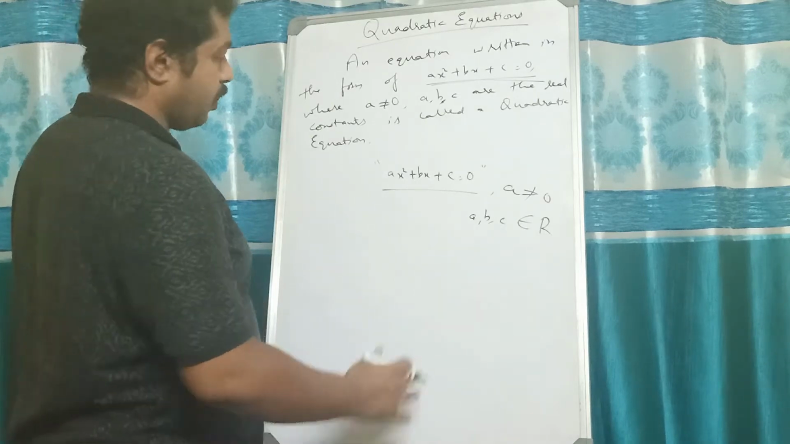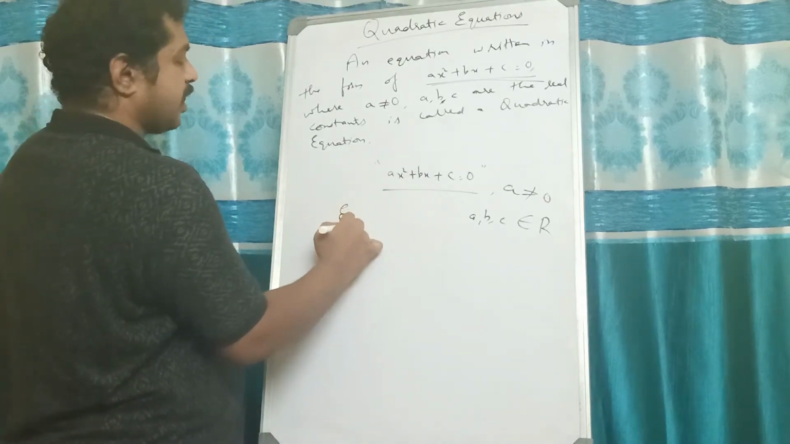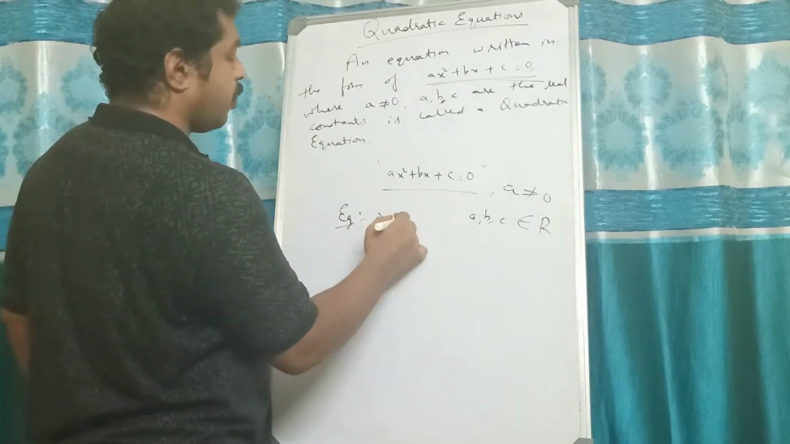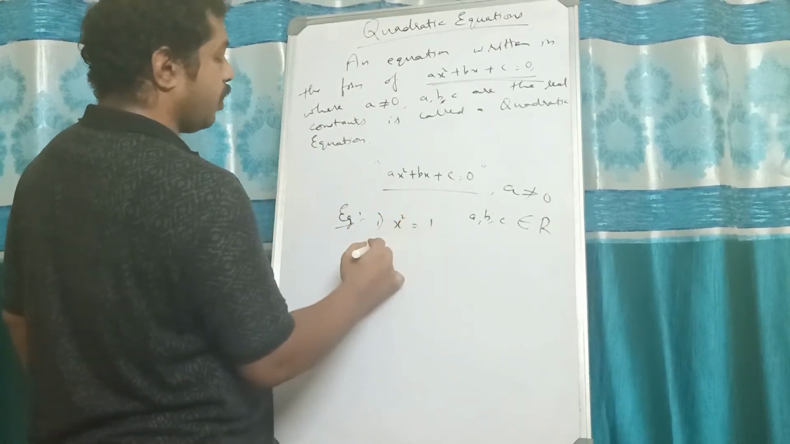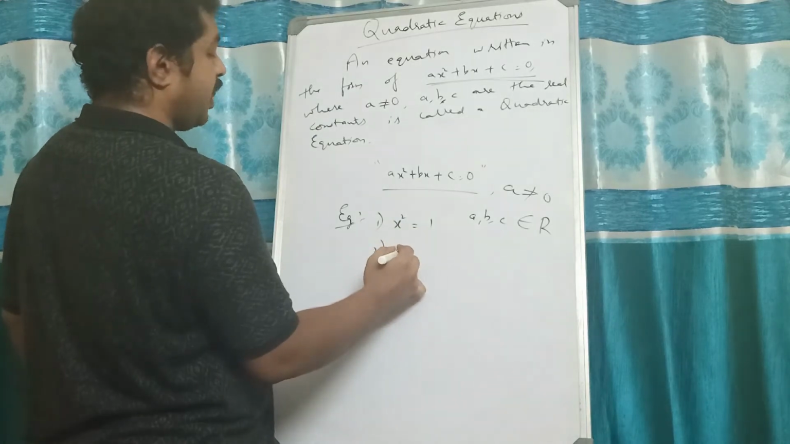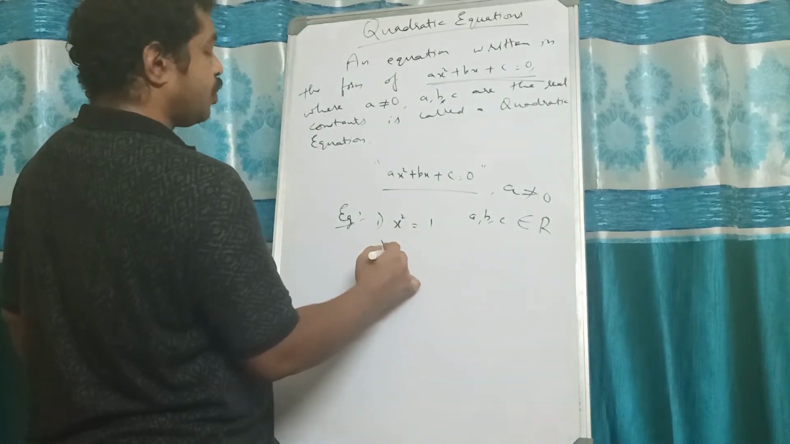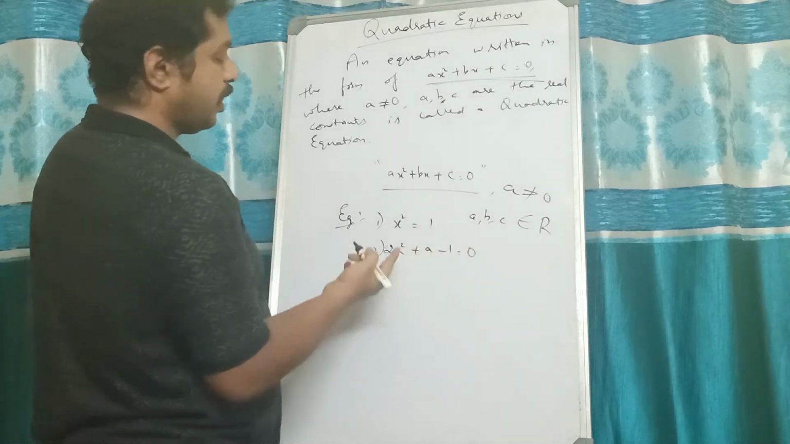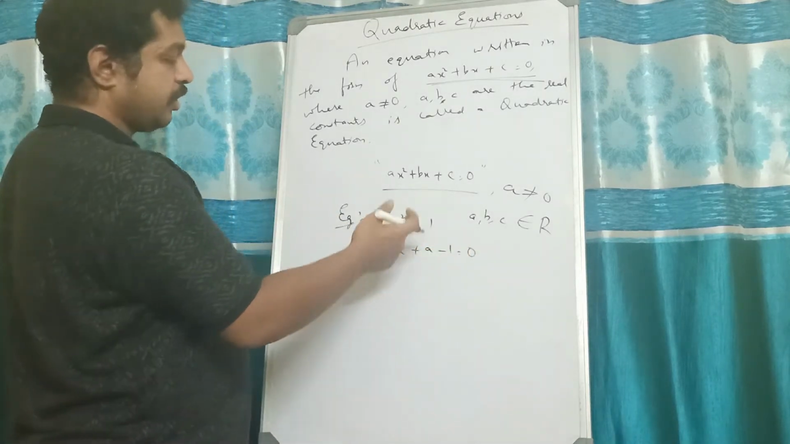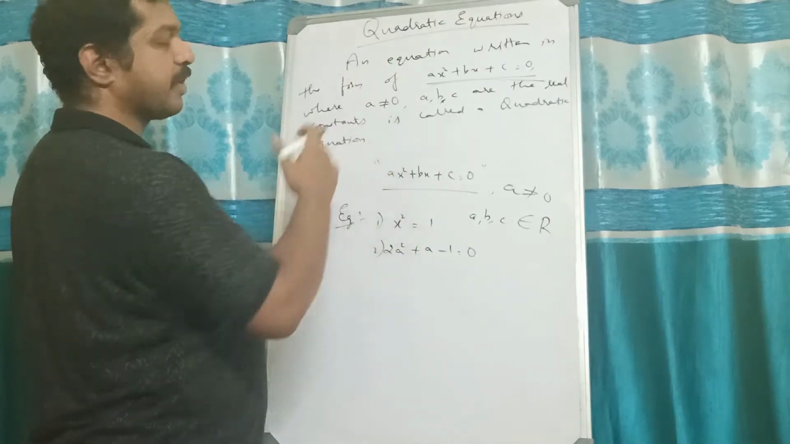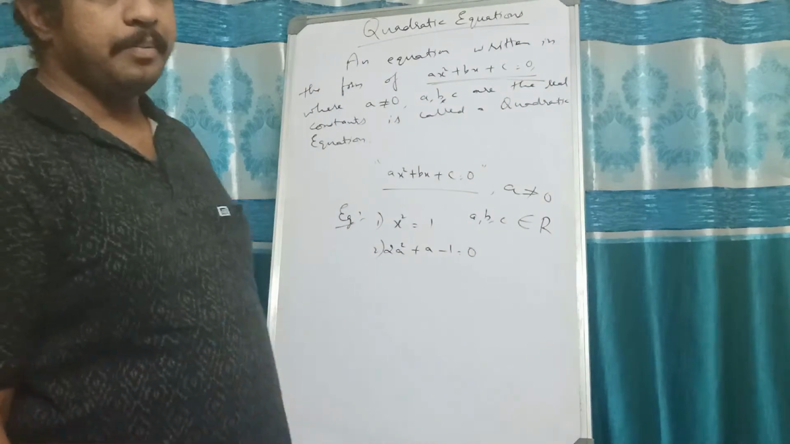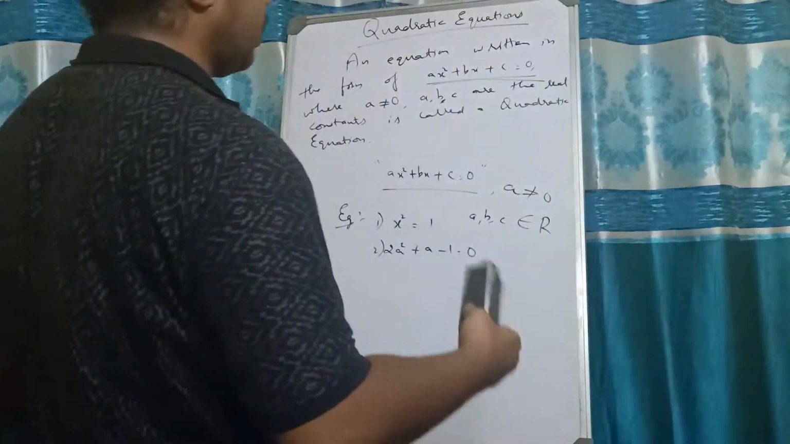If we want to give some examples, an example of a quadratic equation would be something like this. Example number 1, say x squared equal to 1. Then something like 2a squared plus a minus 1 equal to 0. This is also a quadratic equation. So these are examples of a quadratic equation. This is about the definition and the standard form of a quadratic equation.